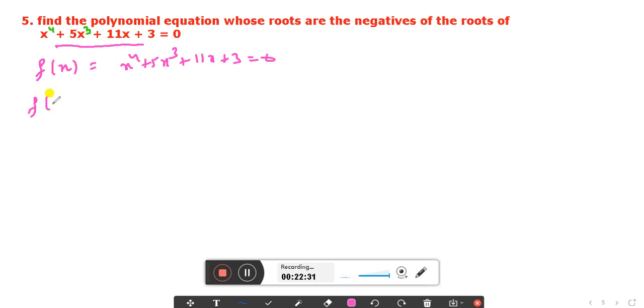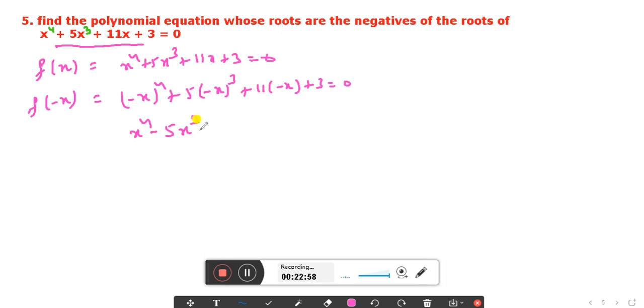Negative means f of minus x, that is minus x power of 4 plus 5 of minus x cube plus 11 of minus x plus 3 equals 0. Here it is an even power, so it becomes plus x power of 4, and here it is an odd power, that's why it becomes minus 5x cube, and plus into minus becomes minus 11x, plus 3 equals 0. This is about the negative roots of the given equation. For this one it is the negative equation.